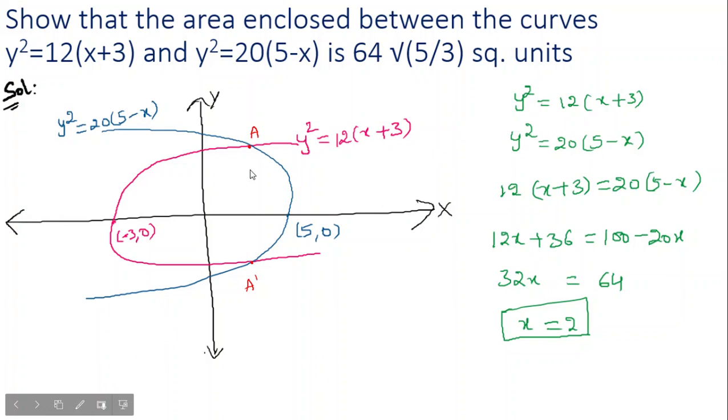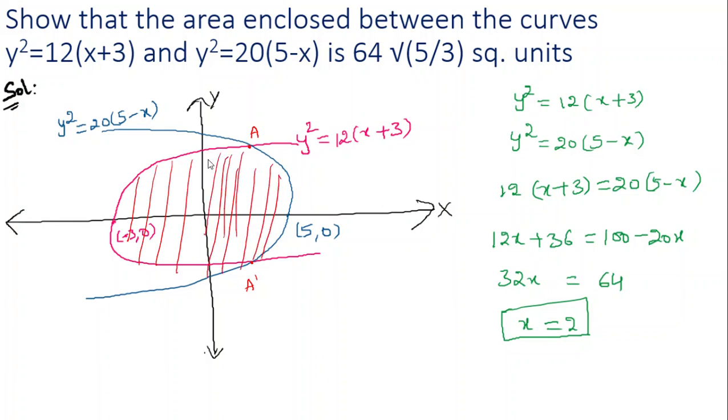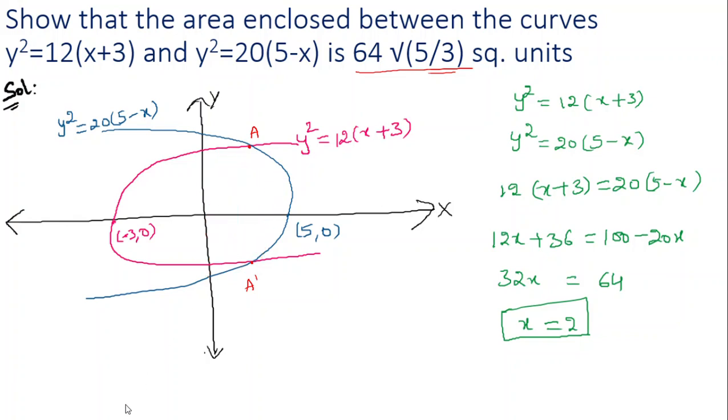Now we need to find the area enclosed between the curves. So we need to find this whole area and prove that the whole area is 64 root 5 by 3 square units. So how do we prove that the area is 64 root 5 by 3 square units? Before going to prove that, let us first find the points of intersection. We have 2 points of intersection for these two curves. We call the 2 points of intersection A and A dash.